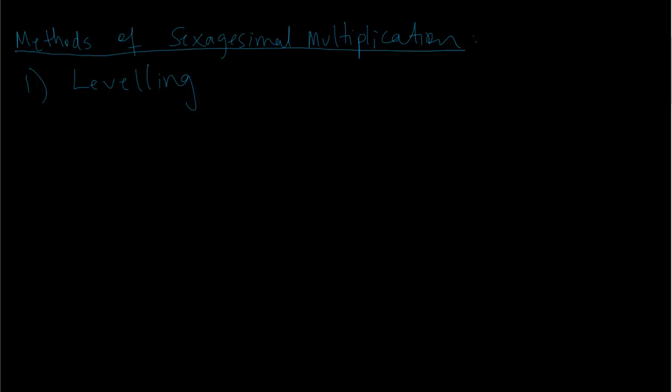Okay. All right. In this lesson, we are going to go over the three methods of sexagesimal multiplication. The first of those methods is called leveling, and the method involves converting both of the numbers involved in the multiplication to decimal, using the lowest order they have, multiplying the results in decimal, and then converting everything back to sexagesimal. So we'll see how that works by an example again.